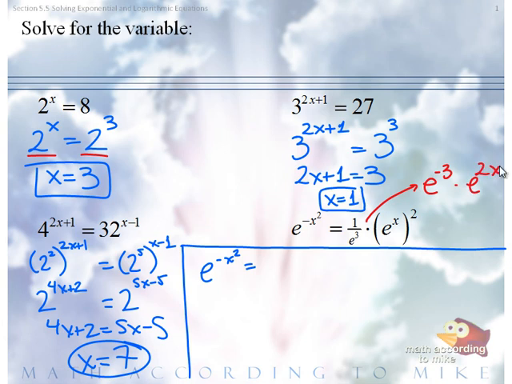E to the 2x. And when you multiply two things of the same base, what do you do to the exponents? Add them. So the right-hand side, you could write it as e to the 2x minus 3. It's not wrong if you write it as negative 3 plus 2x. That's fine. Hooray! So now we have e to a power equals e to another power. So we can just set the exponents to be equal. So we'll say negative x squared equals 2x minus 3.